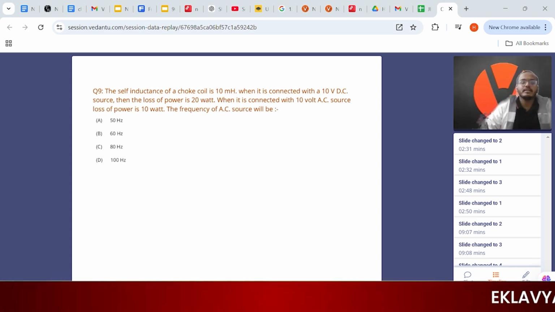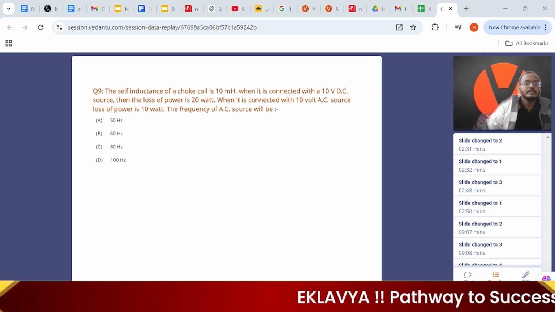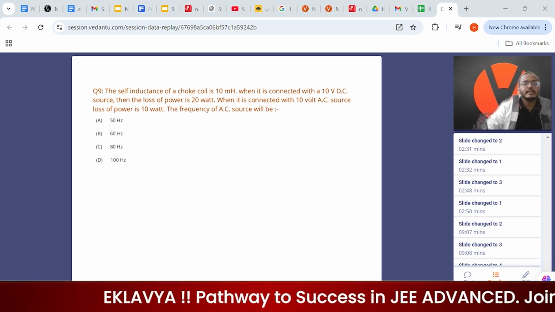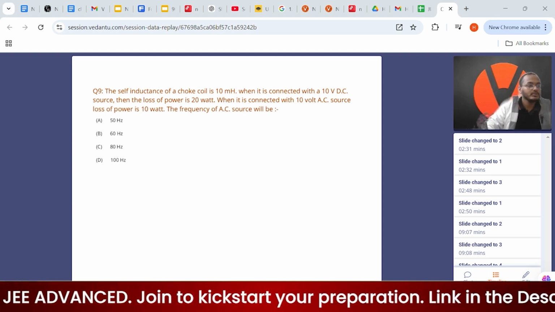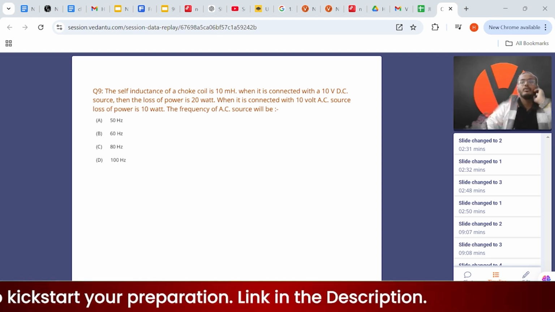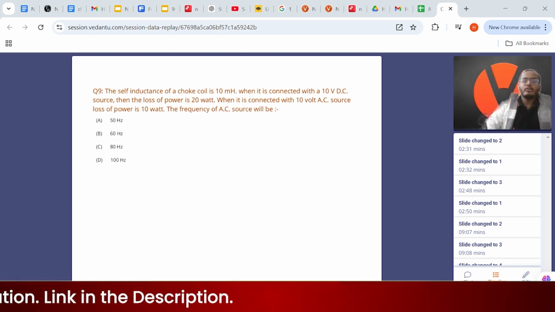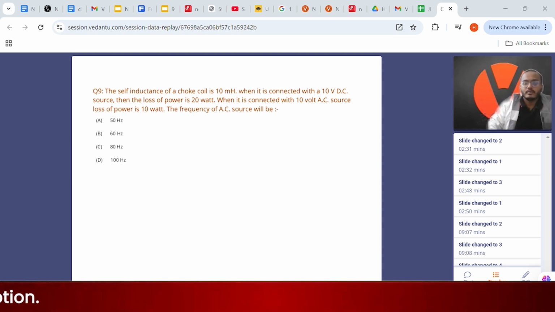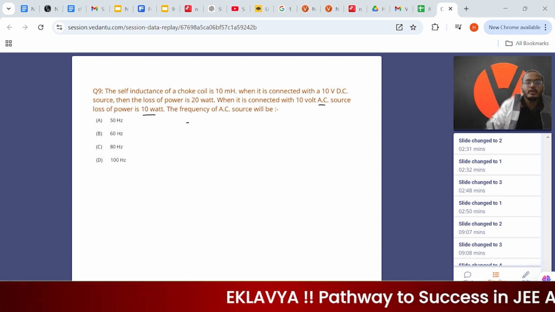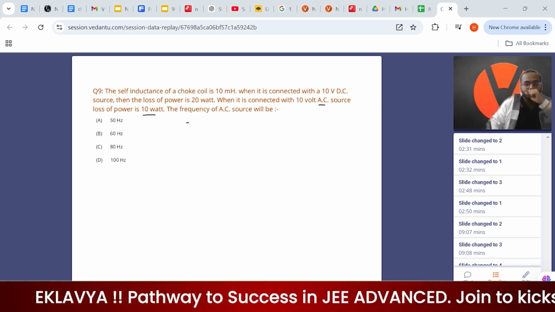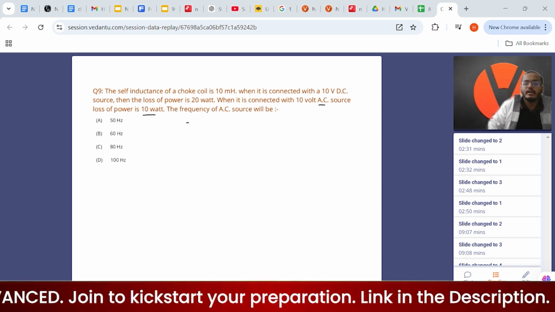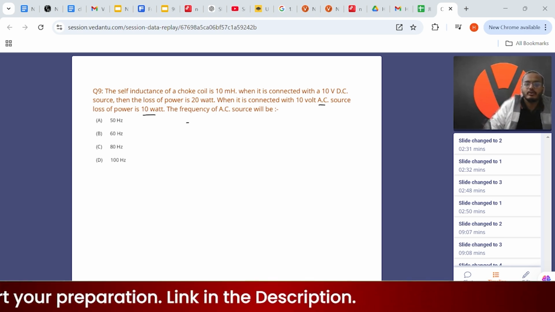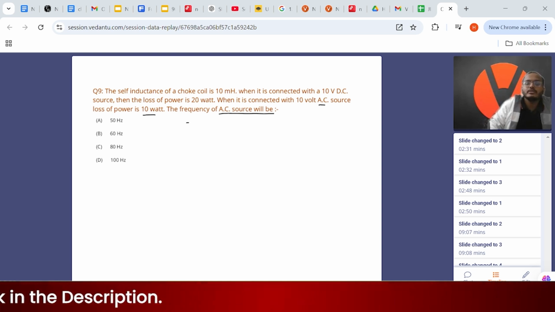The self-inductance of a choke coil is 10 millihenry. When it is connected with a 10 volt DC source, DC means no change in the direction, obviously, the loss of power is 20 watt. When it is connected with the 10 volt AC source, the loss of power is 10 watt. See, with 10 volt DC, power loss was 20 watt, and with 10 volt AC, the power loss is 10 watt. Then the frequency of AC source will be.